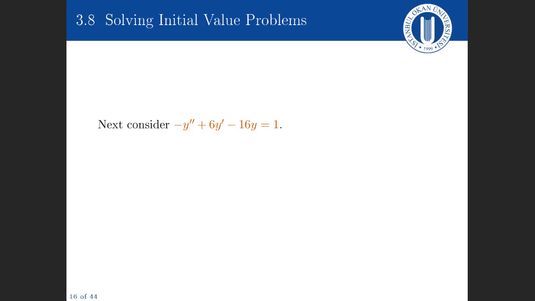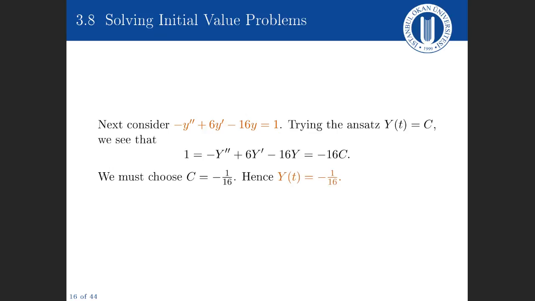Next, we look at the first one of the two non-homogeneous equations. This is just equal to 1. 1 is just a number, so our ansatz is just going to be a number. So we're going to be looking at the ansatz, say capital Y is equal to some number C. And then we see that on the right side we have the number 1. Y double prime must be just 0. Y prime must be 0. We get minus 16c on the left. So of course c is minus 1 over 16.